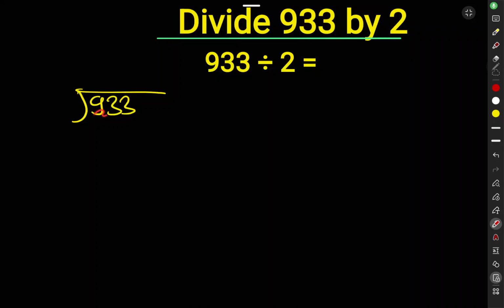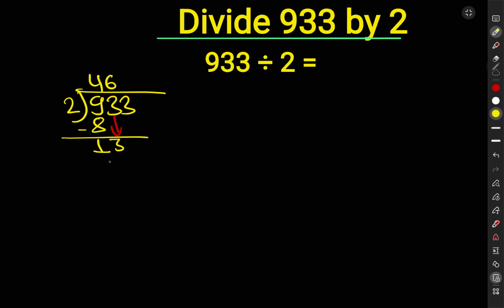Here we divide 933 by 2 in a long division method. So 2 times 4 is 8. On subtracting we get 1. So now we put down this 3 and it is 13.